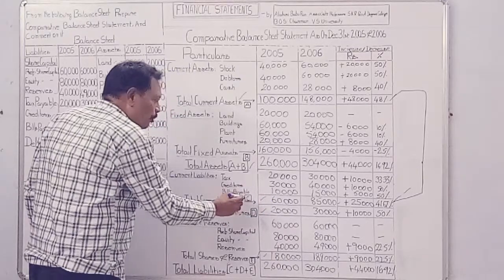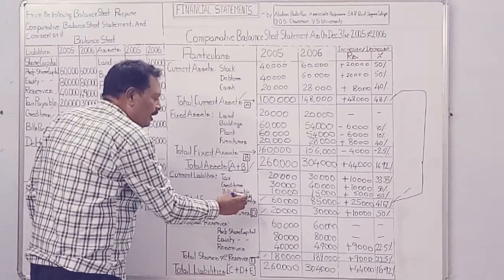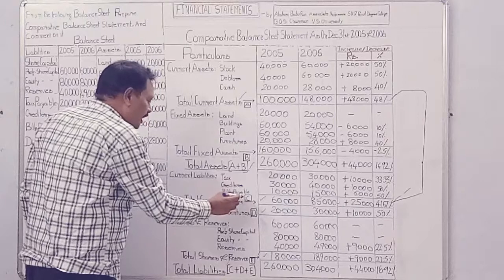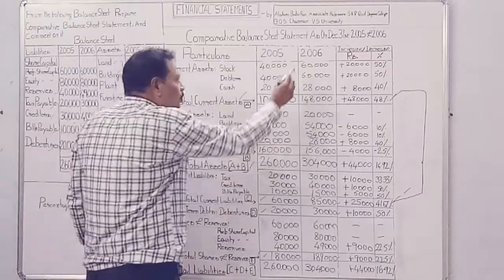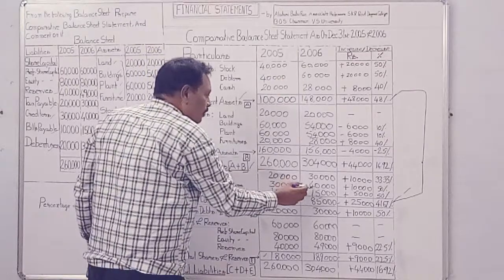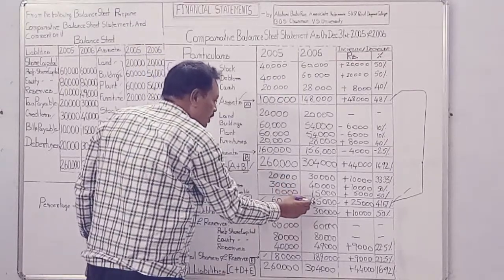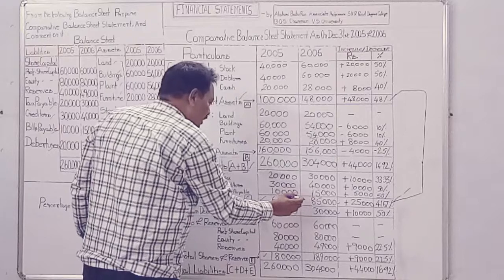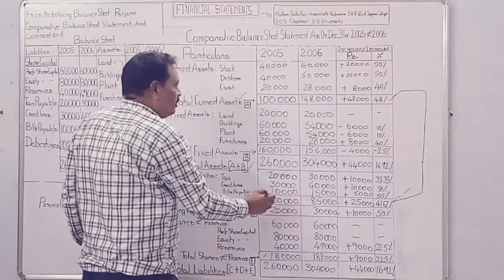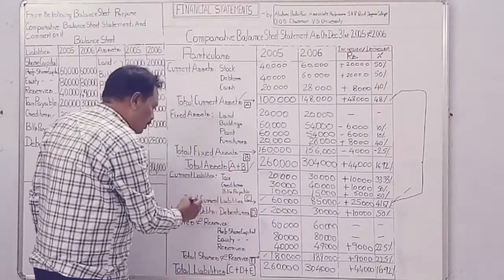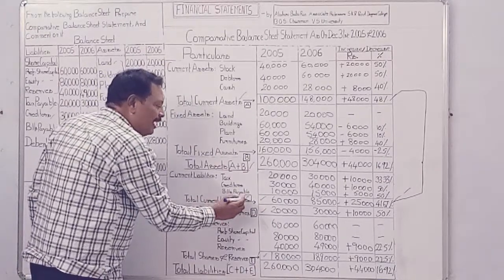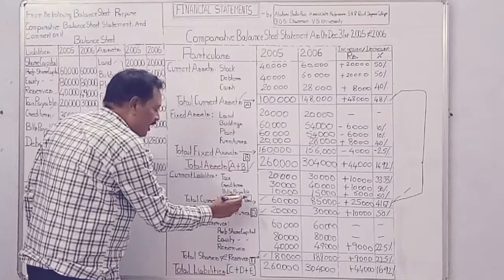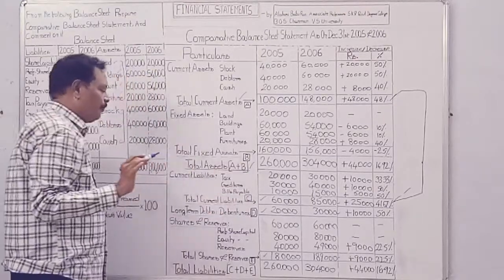For this, you put C letter in a box. It indicates total current liabilities. For 2006 also, 30 plus 40 plus 15, 85,000. For these two values, you simply write total current liabilities and put C letter in a box. It indicates total current liabilities.